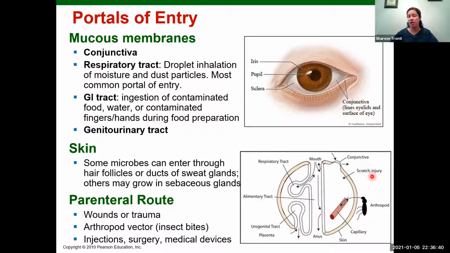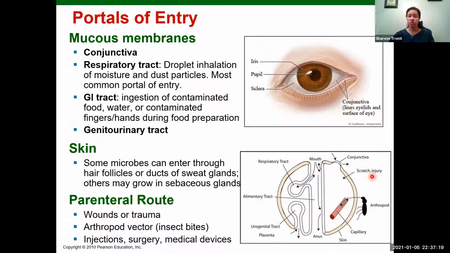Microbes can enter through the GI tract. If we eat contaminated food or drink contaminated water, or just put our contaminated fingers in our mouth, that's going to lead to those microbes entering the GI tract. And lastly, we have the genitourinary tract, another way that microbes can enter the body. Those are all mucous membranes. Hopefully you remember that mucous membranes are membranes that are exposed to the outside of the body. That's why it's such a great way for microbes to get inside the body.